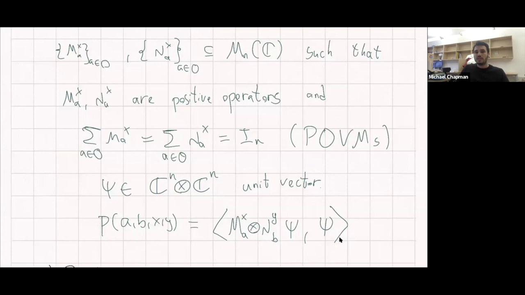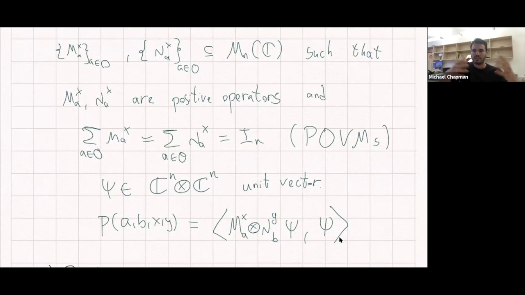So since the M's and N's are positive operators, psi is fixed. And so P depends on psi. Yeah, exactly. P depends on the sequence of M's, the sequence of N's, and on the specific psi that I chose. And okay, so let's just check the heuristics that everything should work out.